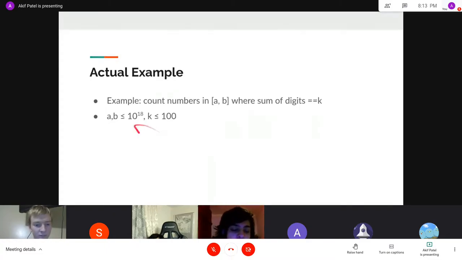Okay? So here, A and B, again, are up to 10 to the 18, so they're really, really big. You can't actually loop through it. And K is, let's say, less than or equal to 100, okay? So any ideas on this?